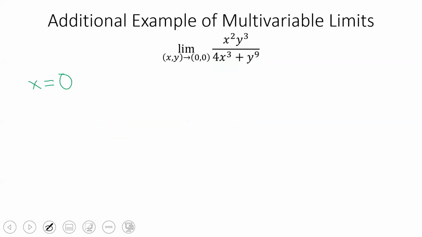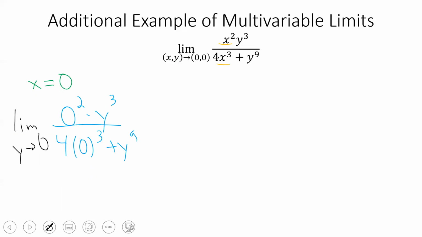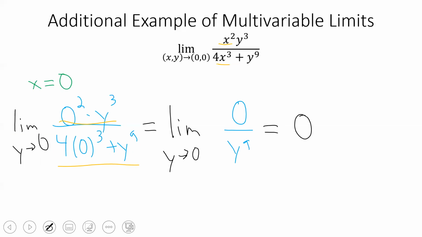Okay, well, let's look at doing the same thing with x now. So we're going to hold x constant at 0. So again, everywhere in the function where we see an x, we'll replace it with 0. So this will now become 0 squared times y cubed over 4 times 0 cubed plus y to the 9th. Take the limit now as y approaches 0 of this function, since we've already held x constant. If we do that, then this will become the limit as y goes to 0 of, notice that the 0 squared times y cubed just becomes 0 over the 4 times 0 cubed plus y to the 9th just becomes y to the 9th. And then notice that we again have 0 over something, so that'll just become 0. And taking the limit as y approaches 0 of that will again give us 0.